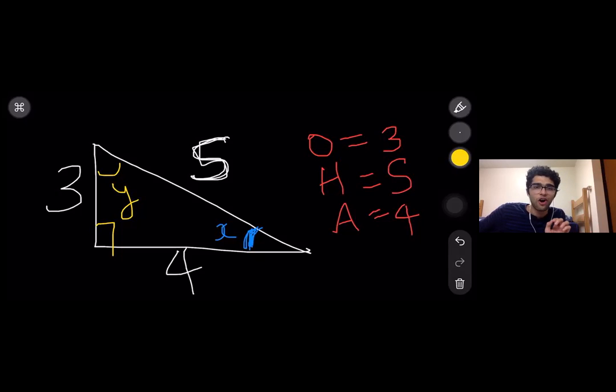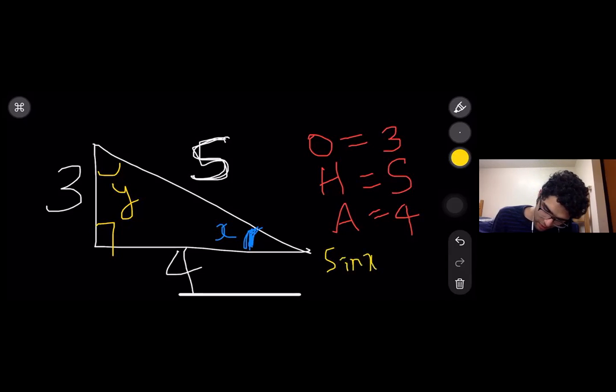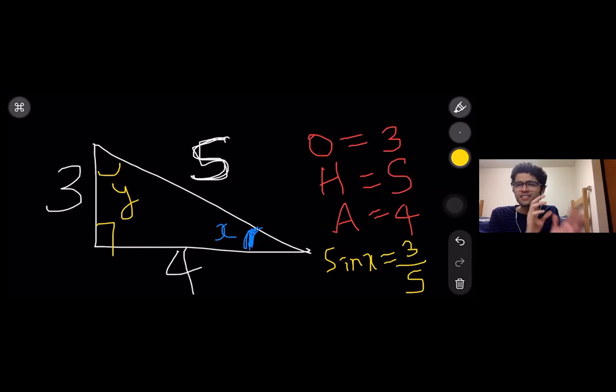What is the value of sine of X in this particular diagram? Sine is opposite divided by hypotenuse. That is the ratio which we use for sine. Can somebody tell me what is the value of sine X in this triangle? 3 over 5. Very good. Sine X equals 3 over 5. It's not 3 is to 5, it's 3 over 5. Yeah, it's a ratio, but we like to write it as a fraction.